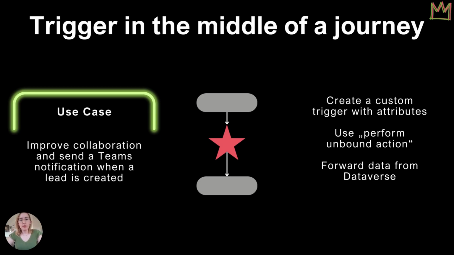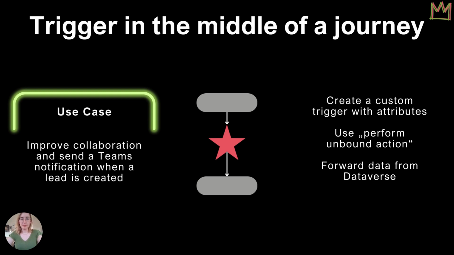So the next thing we want to check is how to start a trigger from the middle of a journey. So in that case, I want to improve collaboration between sales and marketing. So not a new thing, but still it is important. And I want to send a Teams notification to the contact owner whenever a new lead is created, because my sales usually doesn't look so often in the CRM, and they are a bit lazy when it comes to checking the lists and views or dashboards. They want to be informed right away via a Teams notification that a new lead is created so they can react quickly.